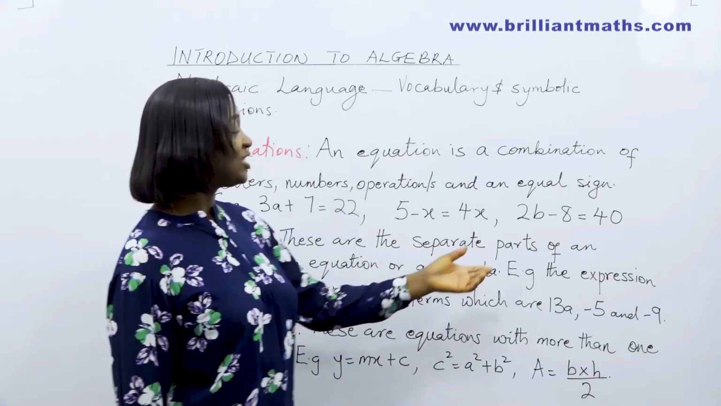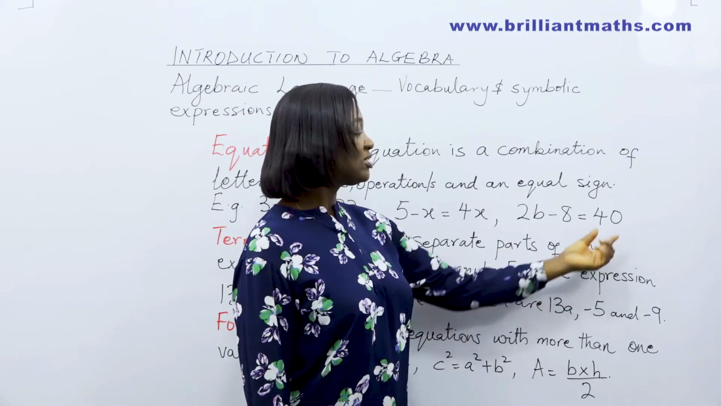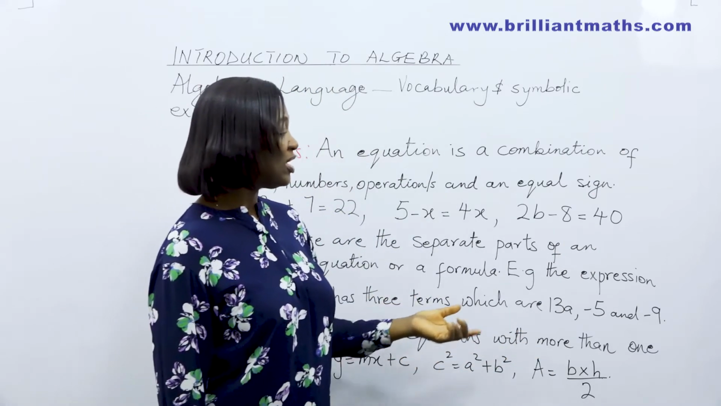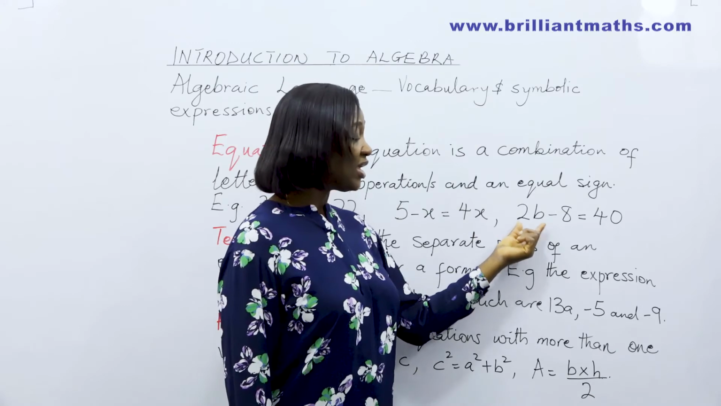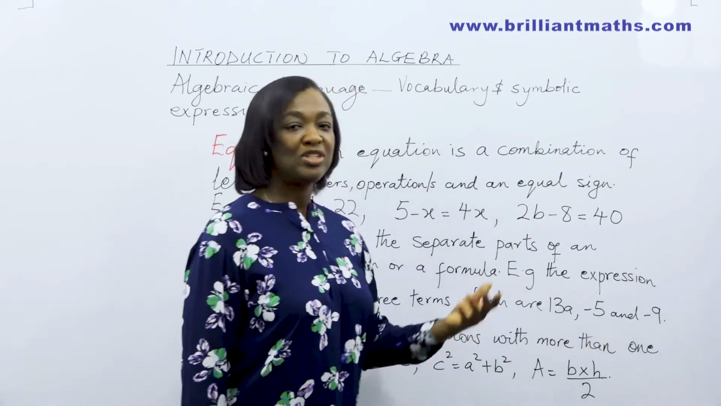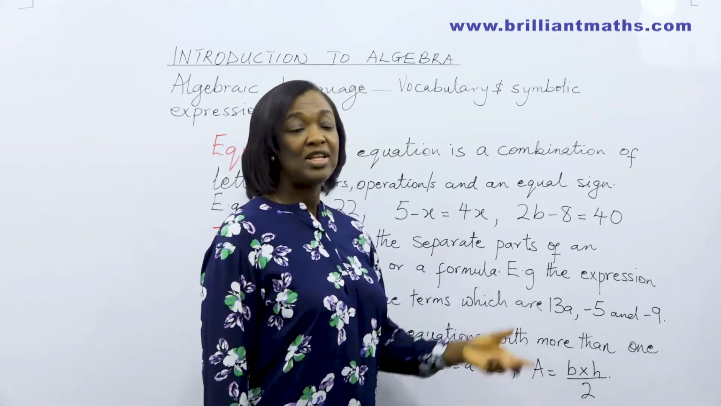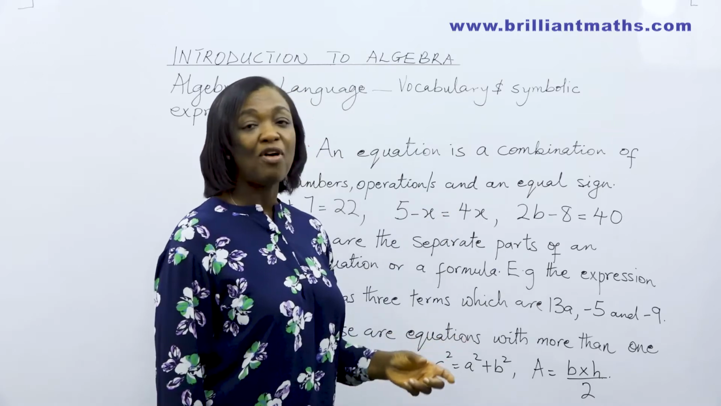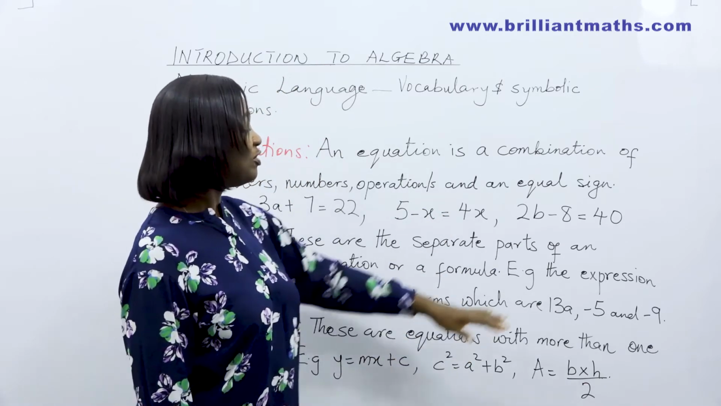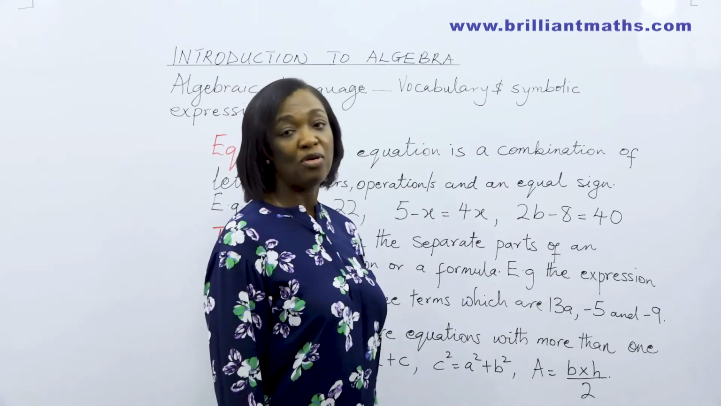So the next equation is 2b minus 8 equals 40. So what is the value of b in this equation? It implies that 2b equals 40 plus 8, which is 48. So if 2b equals 48, then b is equal to half of 48, and half of 48 is 24. So the value of b in this equation is 24.